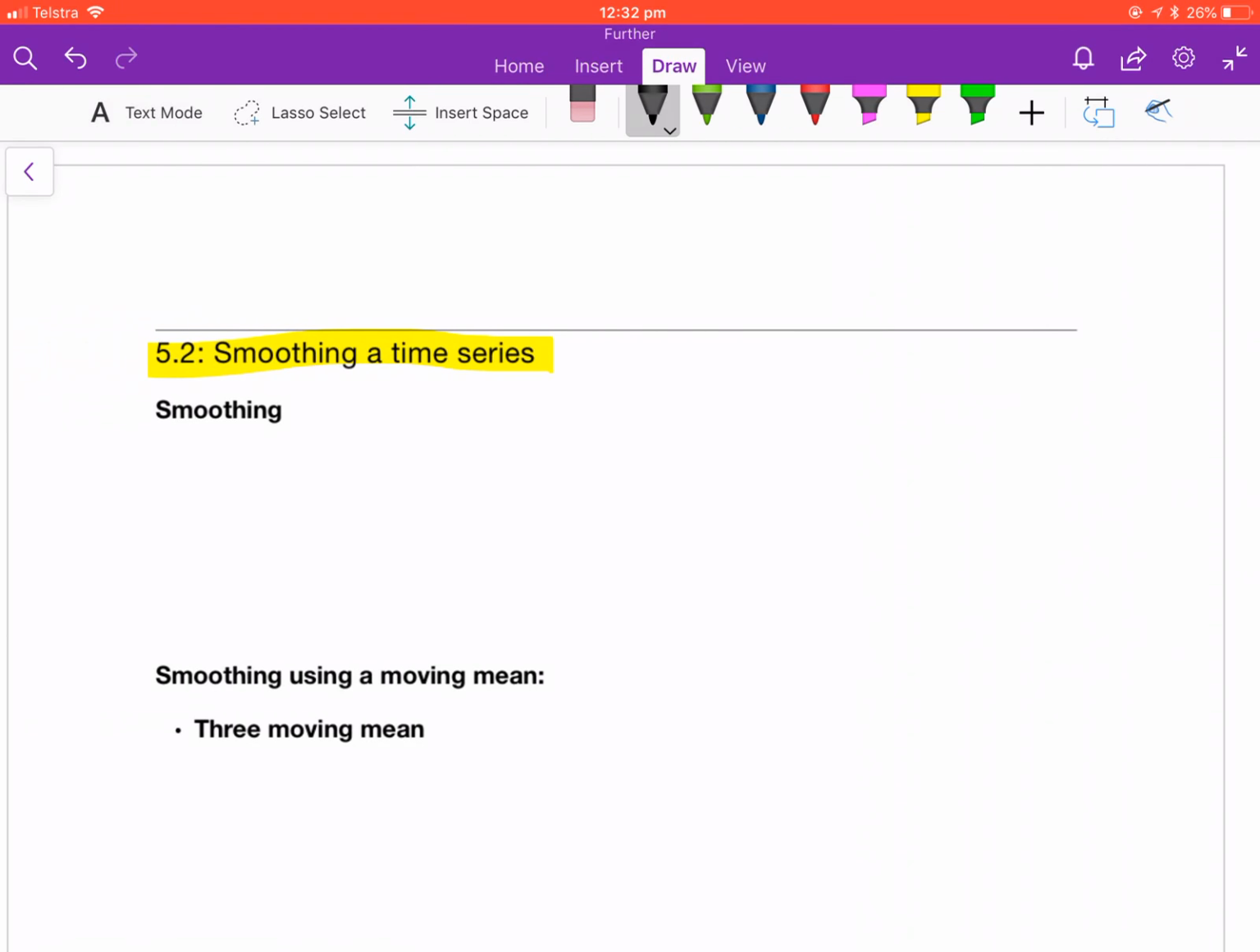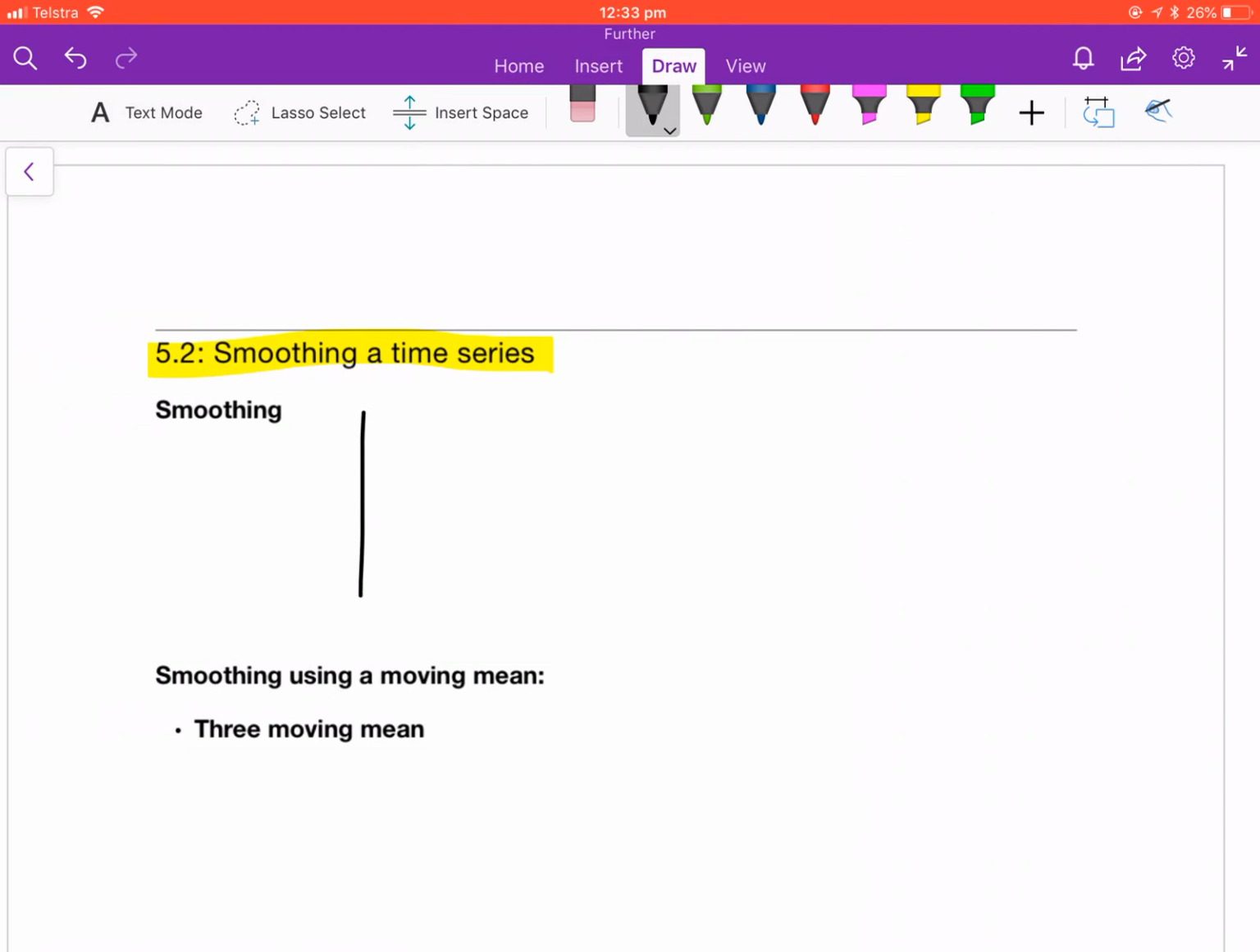So what is smoothing and why do we do it? Smoothing involves just replacing your individual data points on your time series plot with their moving mean or moving median, depending on which method you're using. If you're using a moving mean method, which is the first one I'll start off with, the simplest thing to do is use an odd number of points.